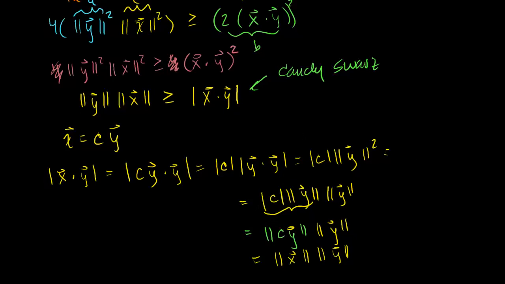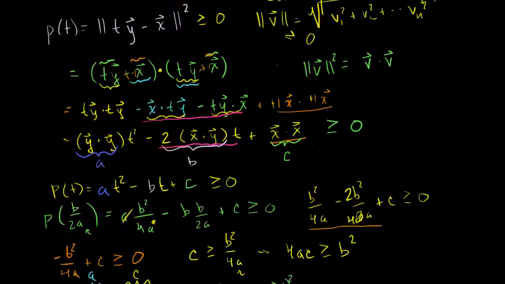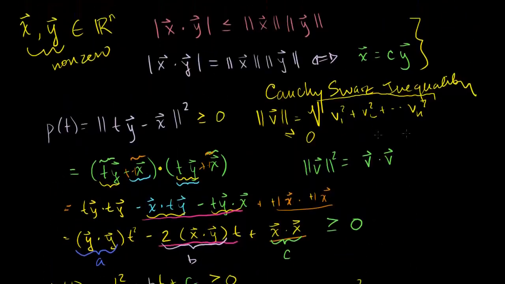Anyway, hopefully you found this pretty useful. The Cauchy Schwarz inequality we'll use a lot when we prove other results in linear algebra. And in a future video, I'll give you a little more intuition about why this makes a lot of sense relative to the dot product.